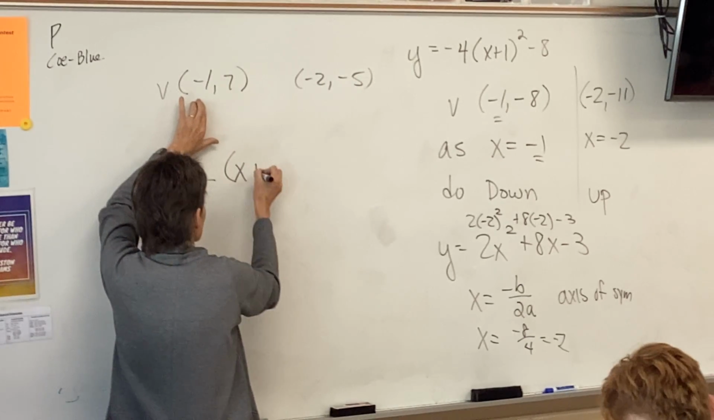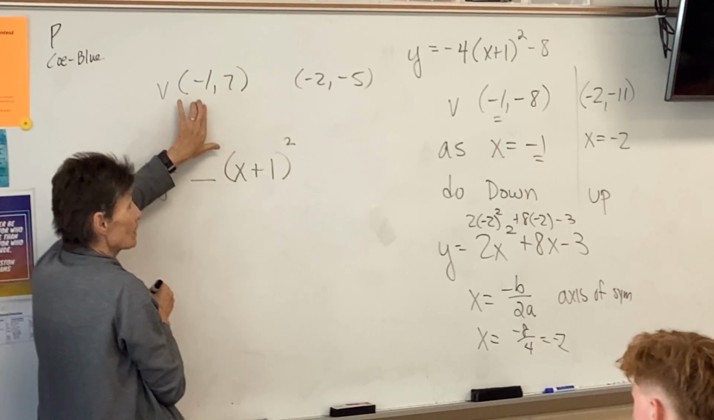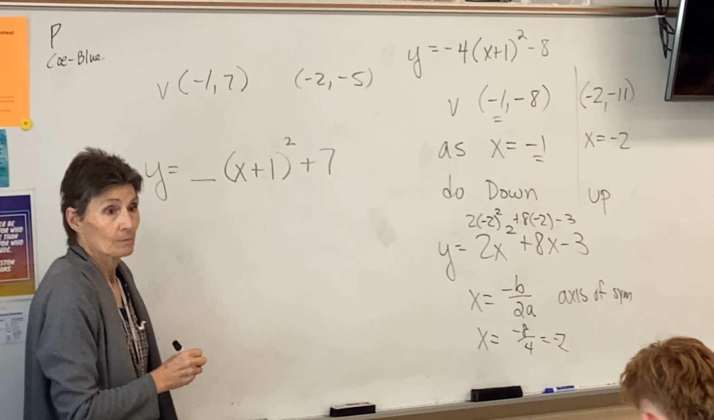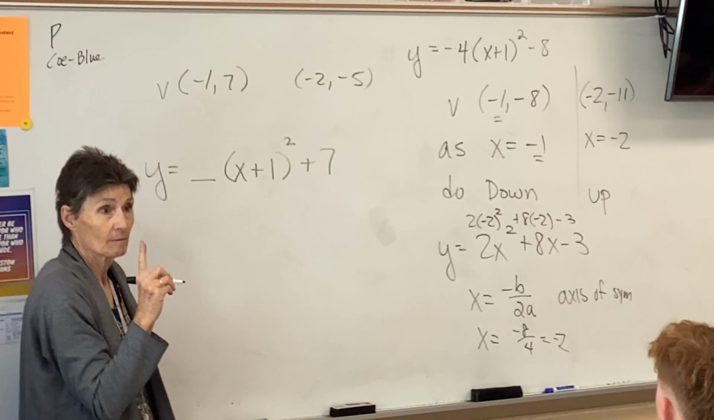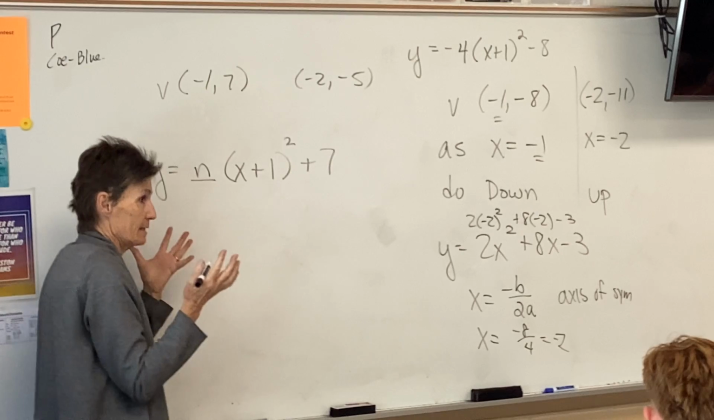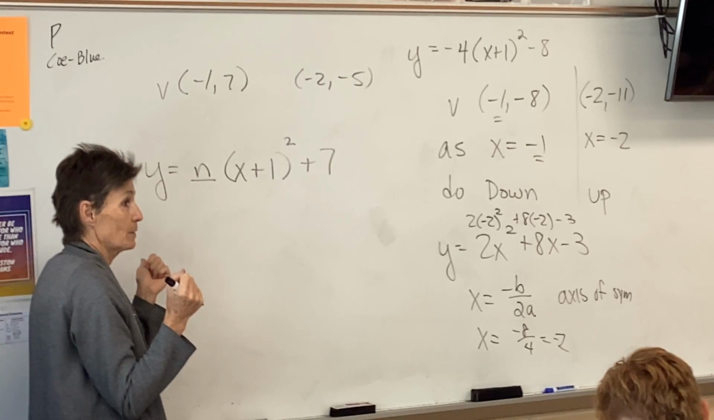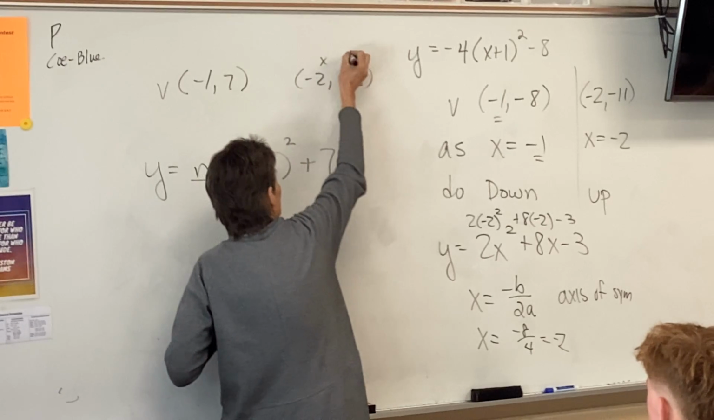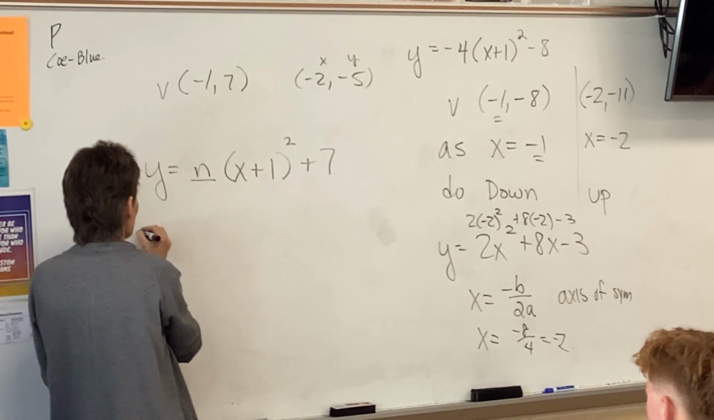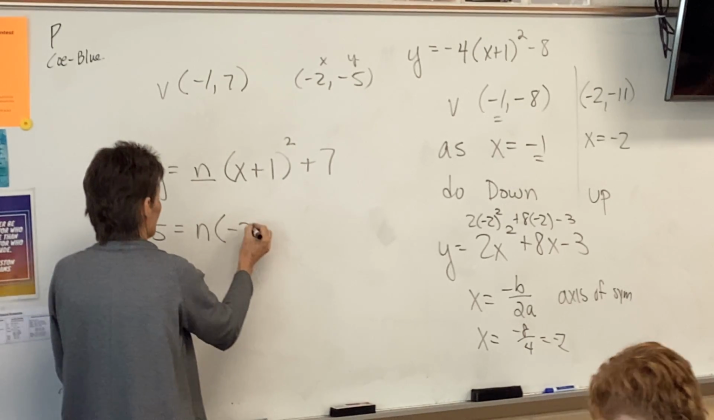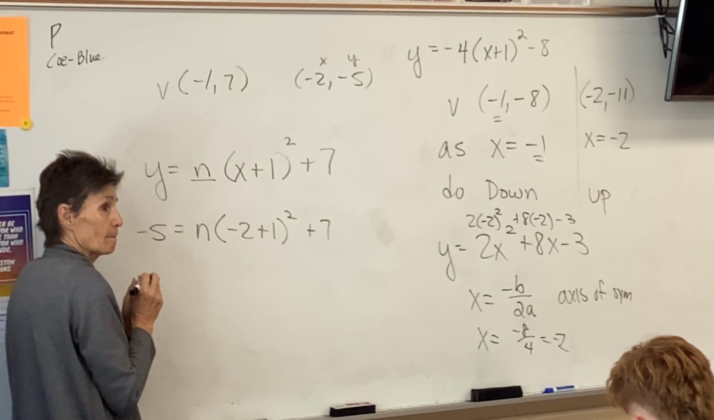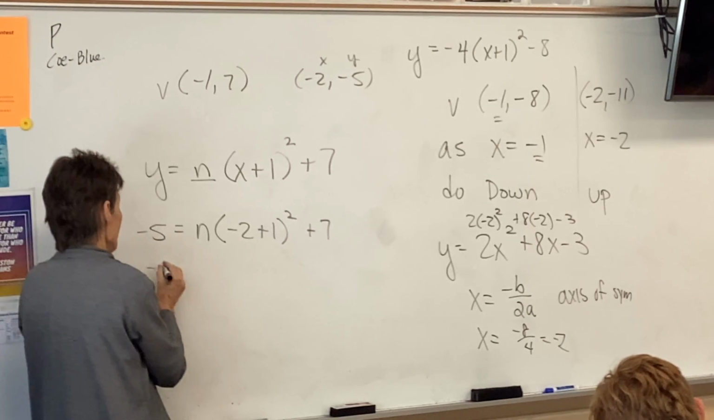X plus 1 squared, and plus 7, because that's the vertex. That means the only thing I don't know is that number. But I have this random point, x and y, that I could plug in there. See what I'm doing? And now I'll do my arithmetic.